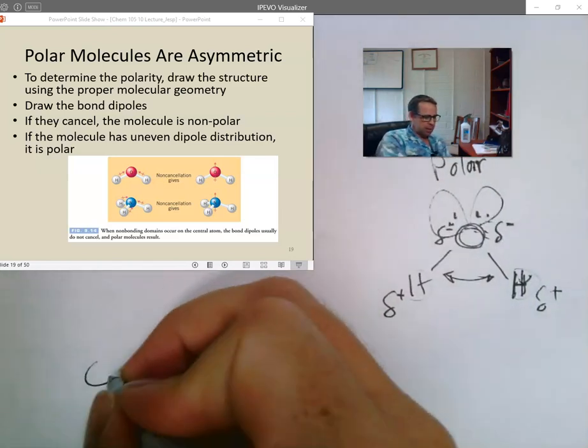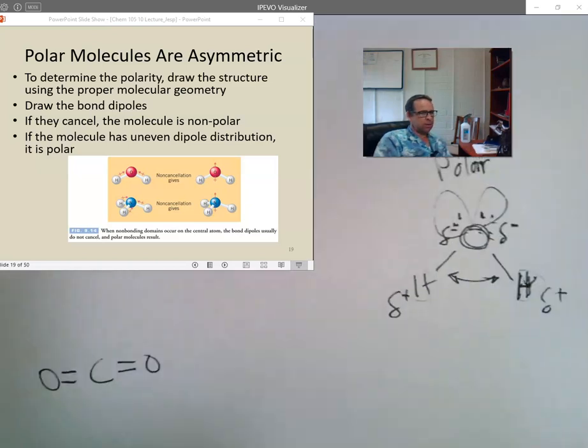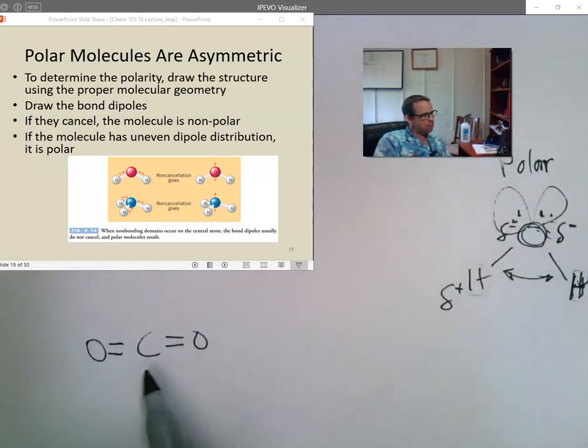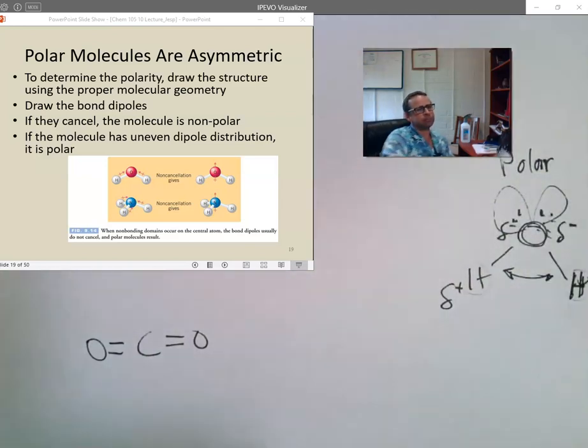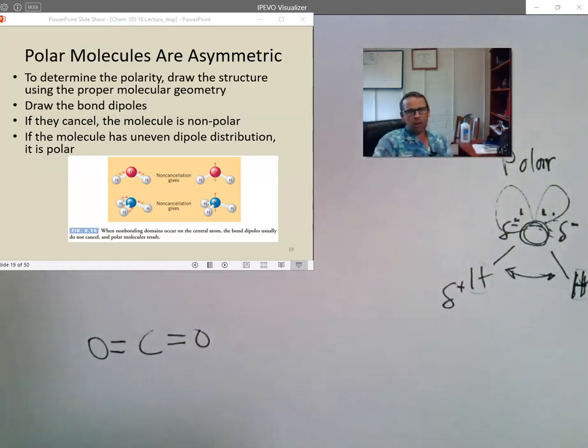Now, carbon dioxide. Is the carbon-oxygen bond polar, Zaf? Do you think the carbon-oxygen bond is polar? Yes or no. Is the carbon-oxygen bond a polar bond? Alyssa, what do you think? No, I don't think it is. Well, it actually is. It is a polar bond.